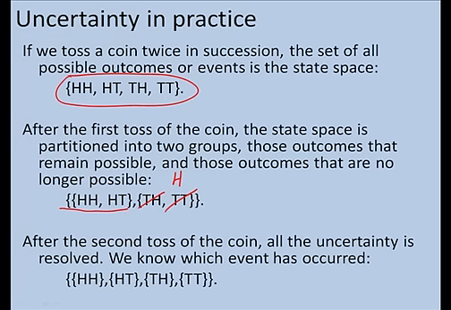If we toss the coin again, then all the uncertainty is going to be resolved. Suppose we throw tails. So first of all we throw heads, then we throw tails. We can now eliminate all the other options. So that's how new information can affect our beliefs, and that's how we resolve uncertainty in practice.